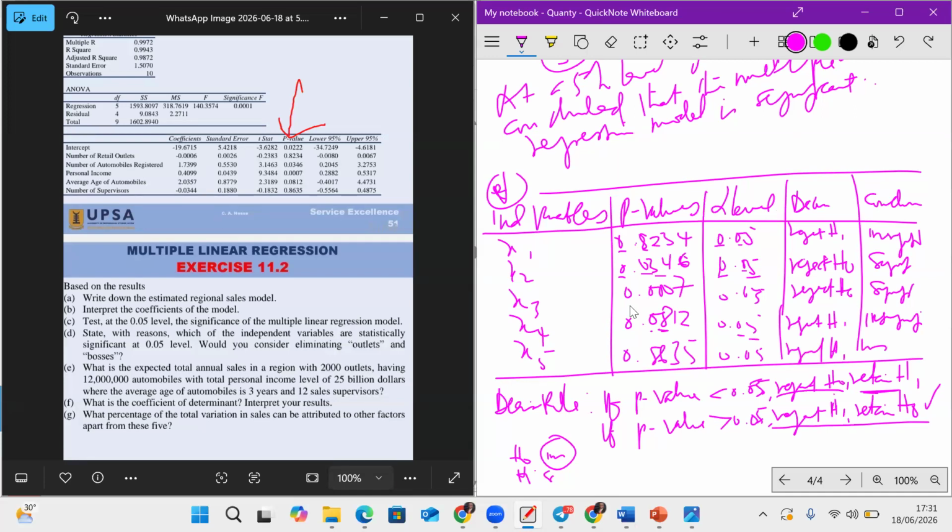And the question says, would you consider eliminating outlets and bosses? What are the outlets? Outlet is variable 2, right? Here.